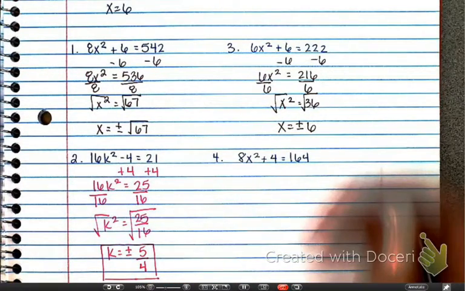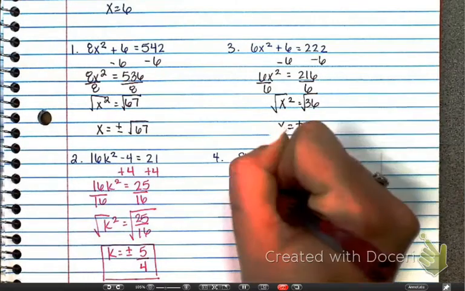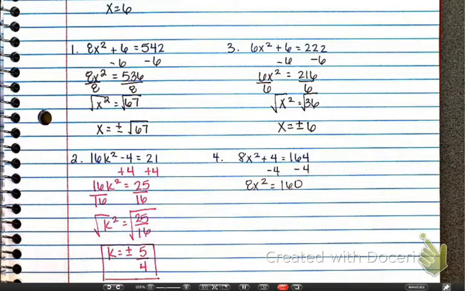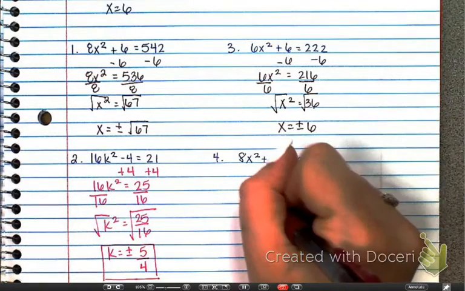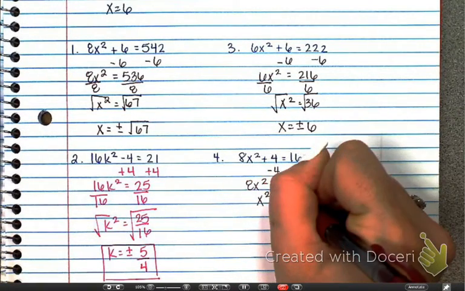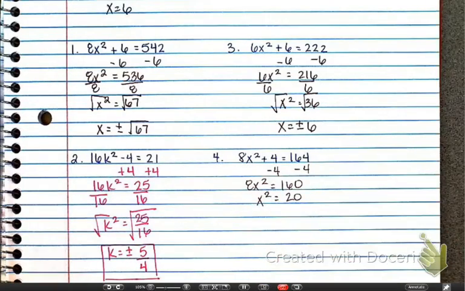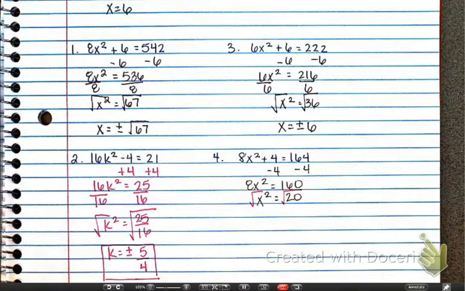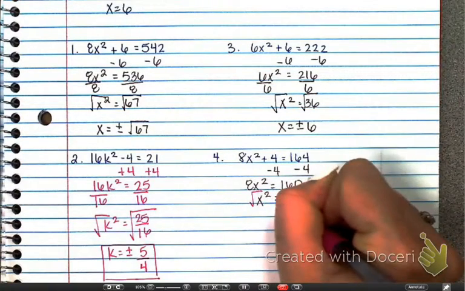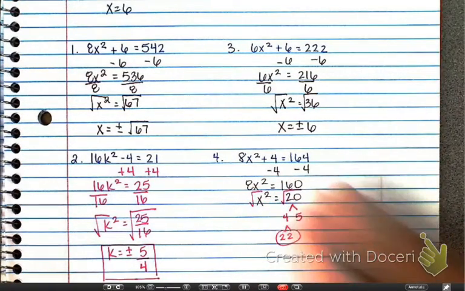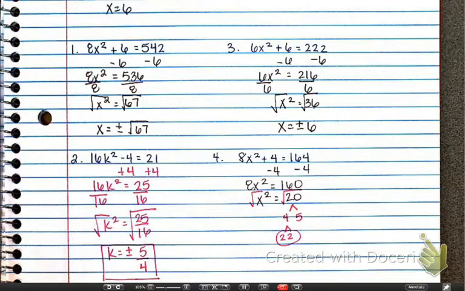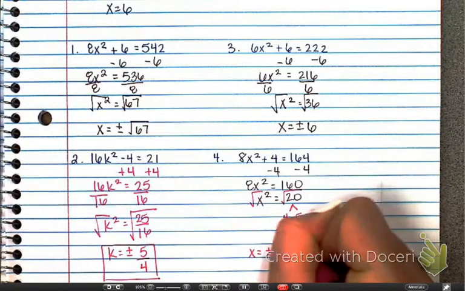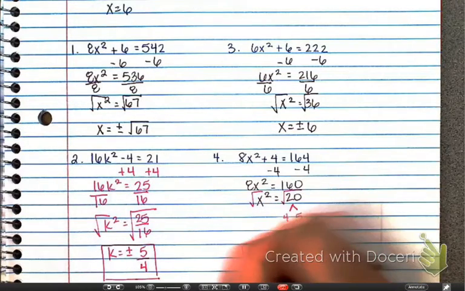Okay, last one. Subtract 4 from both sides. So 8x squared equals 160. I'm going to divide by 8, which means x squared equals 20. When I take the square root of both sides, I know 20 is not a perfect square, but it factors to 4 and 5 and 2 and 2. So I have a pair of 2's. X equals plus or minus 2 square root of 5.